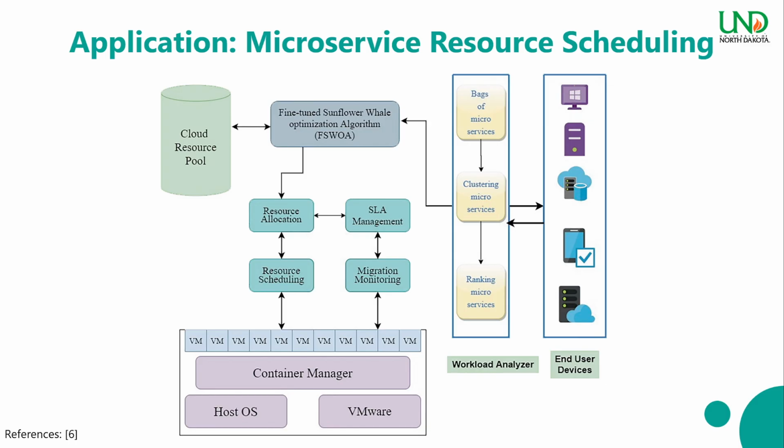So this diagram is a structured real problem in the cloud computing space. On the right here, we see the microservices are coming from end user applications, and they can be any type of end user application that we've dealt with in reality. These services are grouped, clustered, and ranked based on workload characteristics. And then that information feeds into an optimization component.